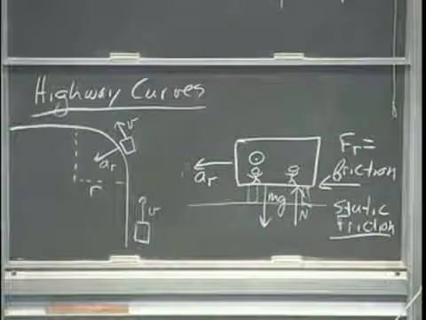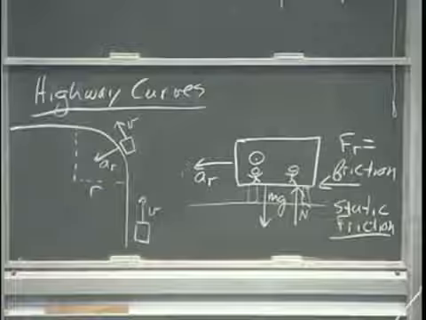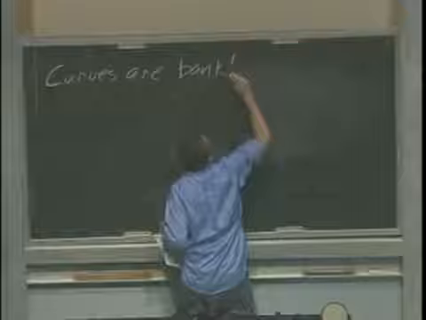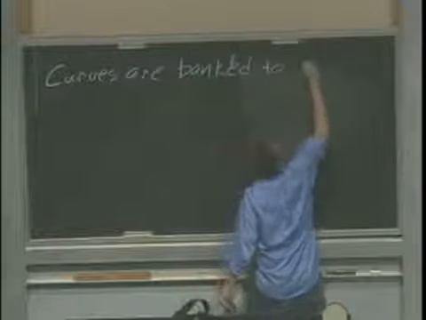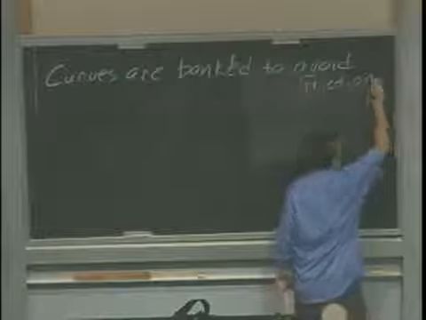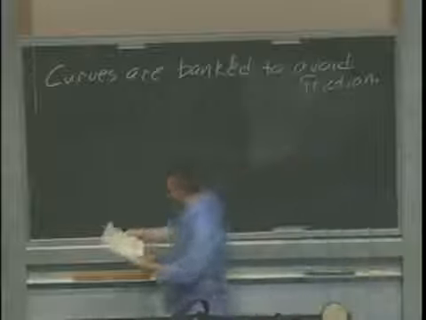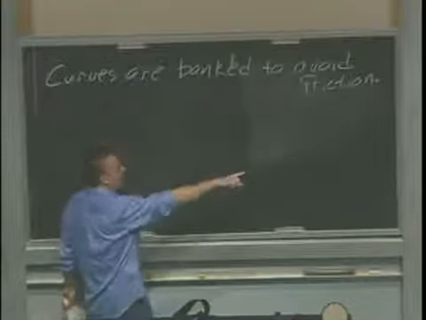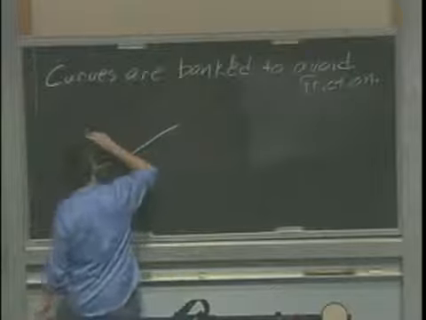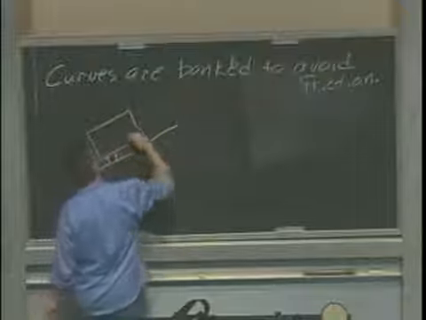So that's not how we design highway curves, quite on purpose. We don't want to rely on friction to go around that. So curves are banked, to avoid friction altogether. Okay, so let me draw a picture of what that looks like. Here's the same car from the back, but now for a real highway curve, it would not look like a flat road like that. I've exaggerated here, but the curve would look like this.